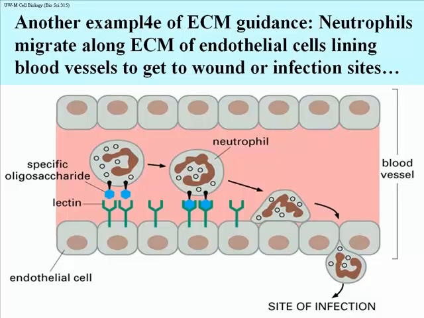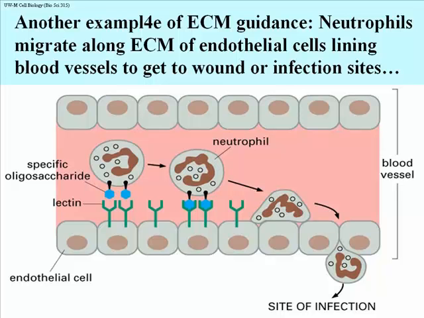Neutrophils are white blood cells that migrate between the endothelial cells lining blood vessels to move towards a wound or an infection site. And what's happening in this picture is that these neutrophils, which have specific oligosaccharides in their glycoproteins on their surfaces, recognize receptors called lectins. We saw lectins before. If you remember, lectins are proteins that recognize and bind to specific sugar residues. The lectins on the endothelial cells can bind to the sugars on the neutrophil surface, attaching the neutrophil to the endothelial cell, which then is able to migrate along the endothelial cell.